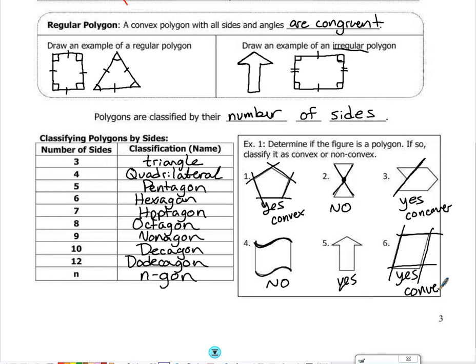And 5, if I take this segment right here and I extend it, it cuts through the surface, so this would be concave. So we're going to try a couple more practice problems on the next page, and then hopefully you'll have a better idea of how to classify polygons and name them.